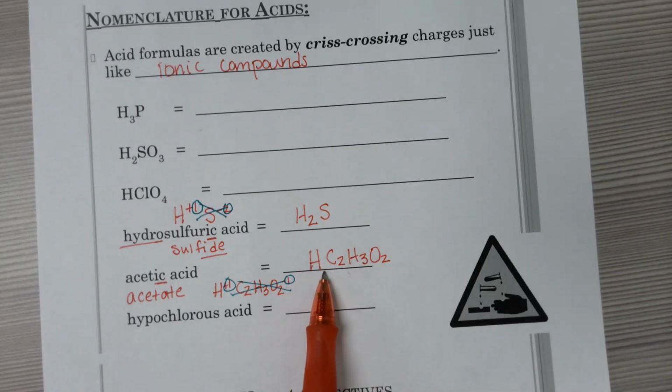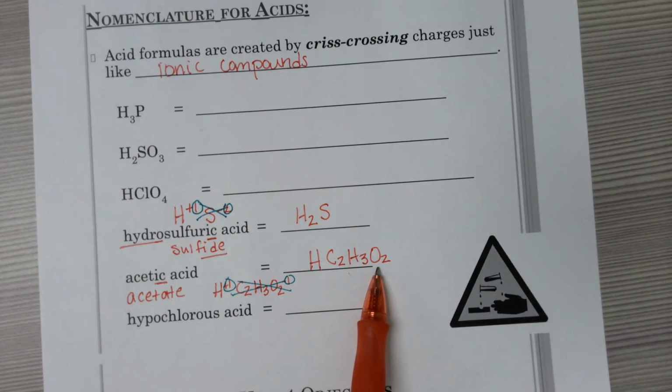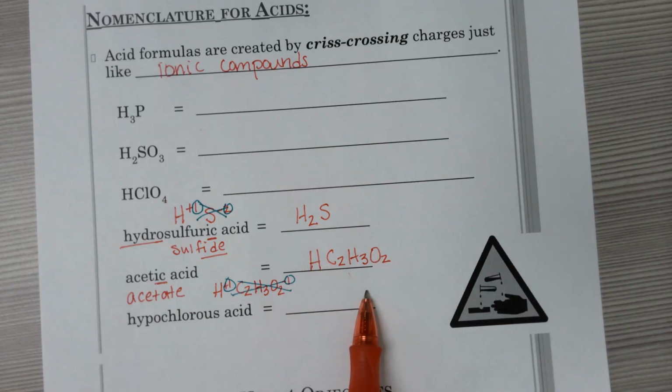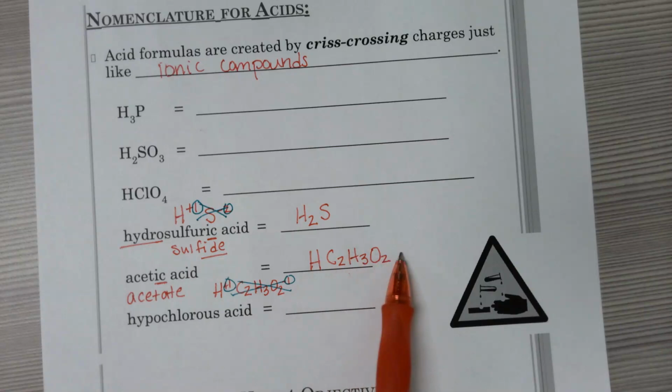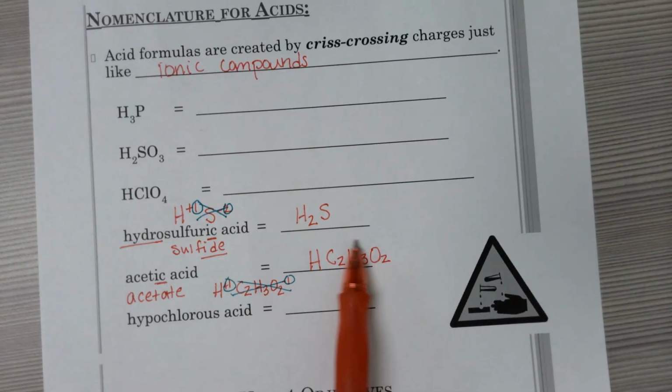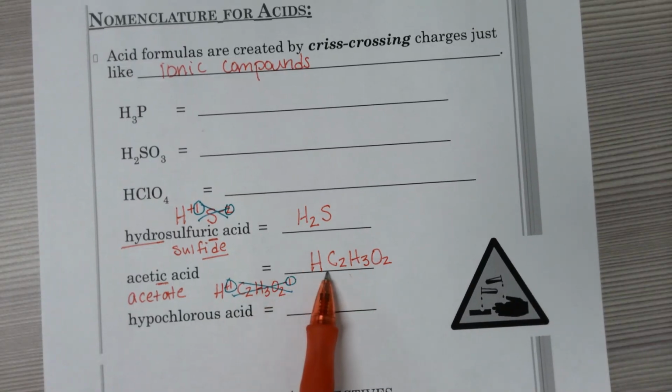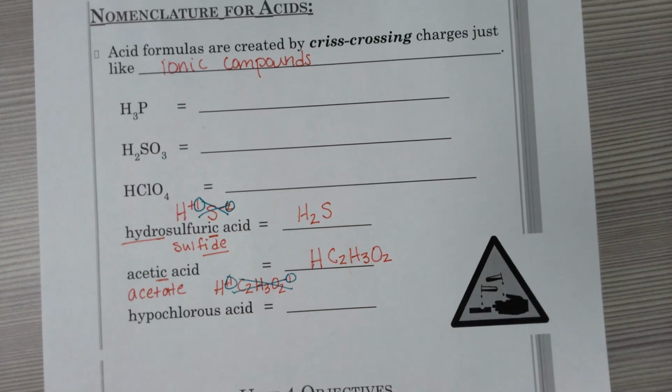Now, I want to mention with acetic acid, yes, we have these hydrogens in the acetic acid formula. Make sure you leave that hydrogen out in front. Don't just add it into the formula. This hydrogen out in front is telling you that this is an acid. So leave that hydrogen out in front and leave the formula of acetate alone. And side note, this is actually what causes the smell in vinegar. So if you smell vinegar, it's actually acetic acid.